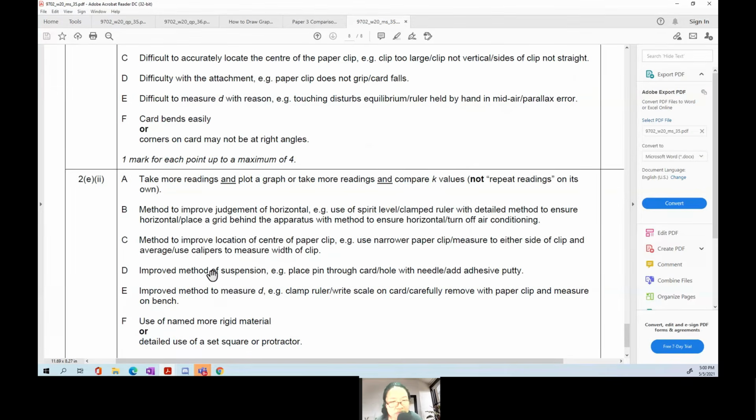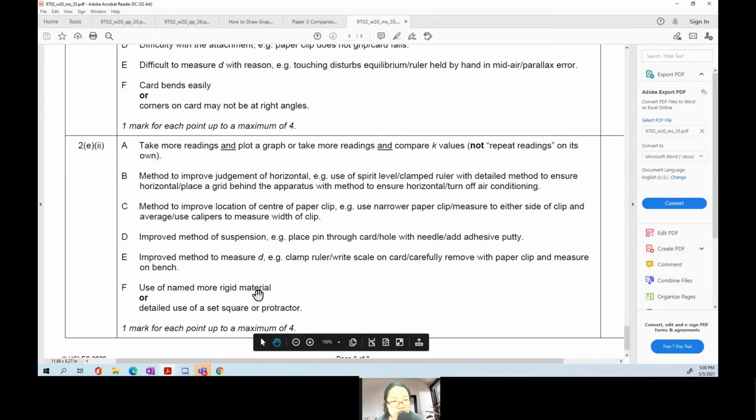Okay. Then improve method of suspension. So instead of using a paper clip, you can put a pin, right? A pin is better. Or a hole with a needle. Then we can measure D properly by clamping the ruler or drawing the scale on the card. Or remove the paper clip and then measure it on the table. Use a more rigid material if it bends, or detailed use of a set square or a protractor. That means using a set square, ensure that the card is at right angles. So that means you have to tell me how you intend to use the set square or the protractor.